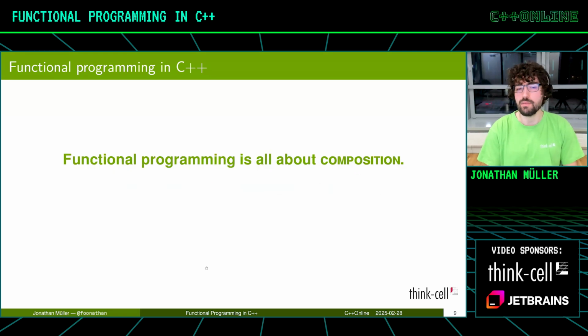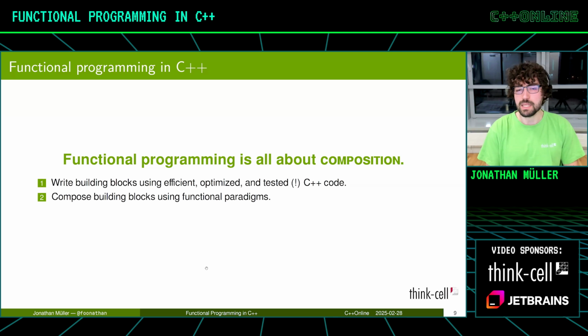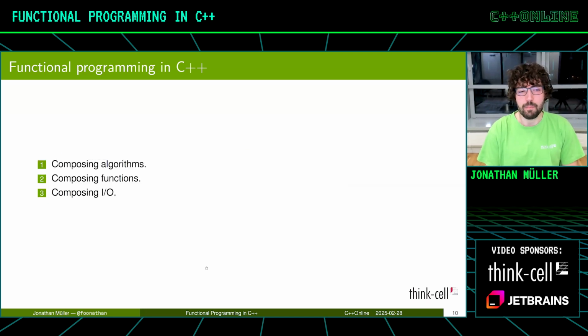And crucially, fundamentally, functional programming is all about composition. The definition of functional programming was declarative programming by composing functions. And that means that in C++, we can write building blocks using efficient, optimized, and, hopefully, well-tested C++ code, and then we compose them using functional programming paradigms. And that way, we get the best of both worlds. So in the keynote, I'm going to look at three things: how to compose algorithms, how to compose functions in general, and finally, how to compose I/O.